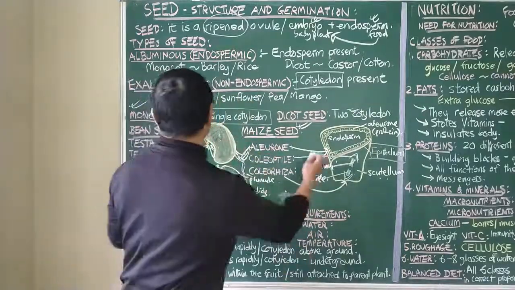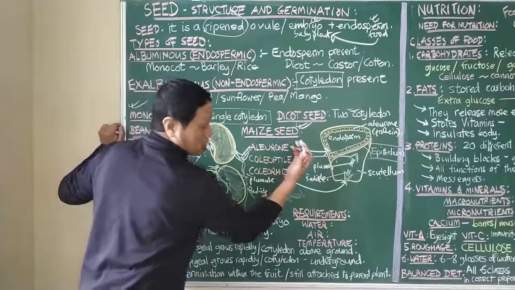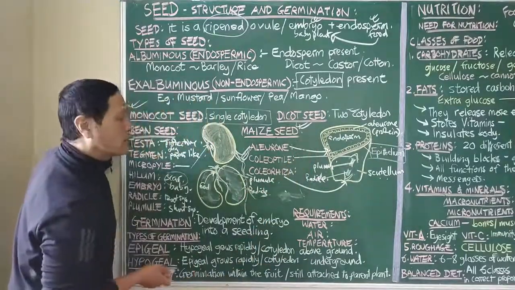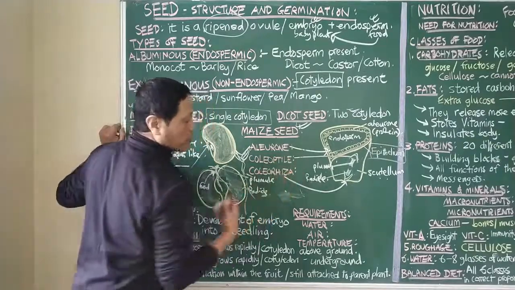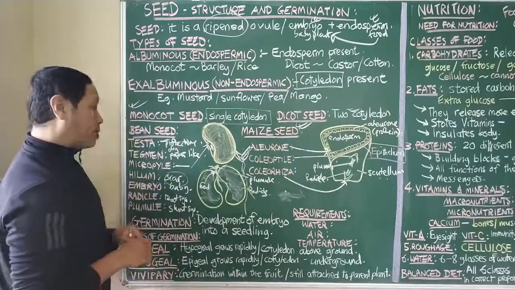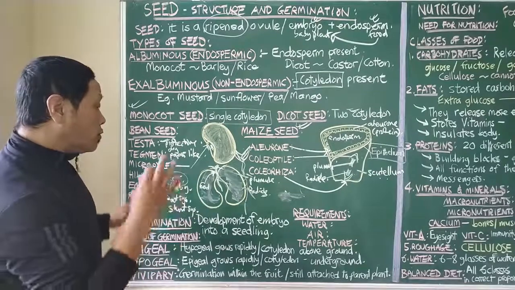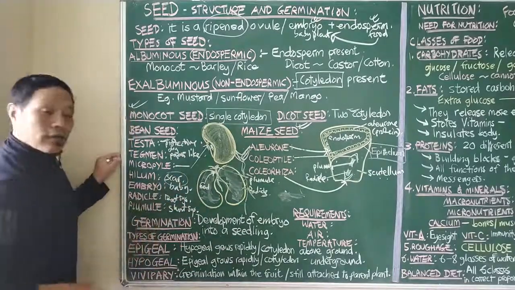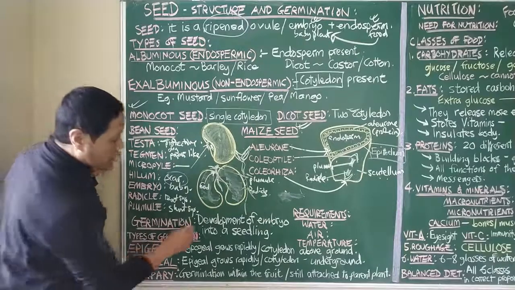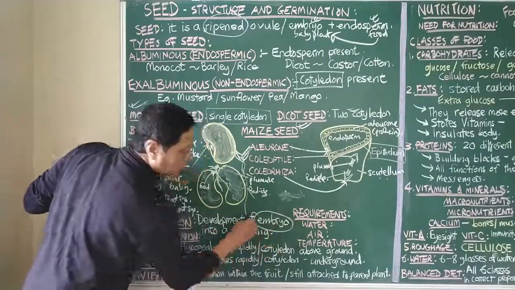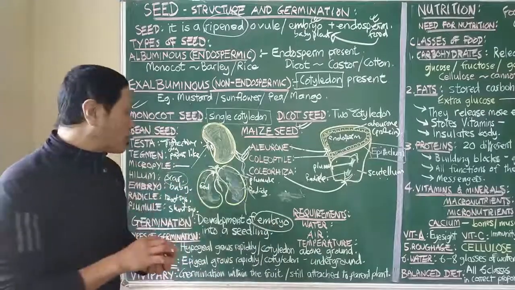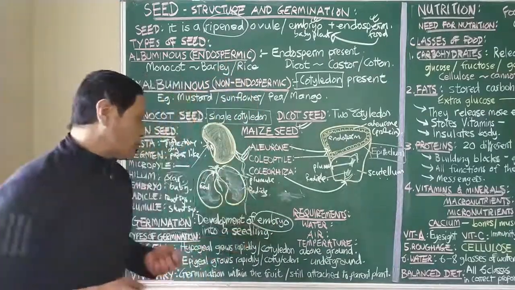So this is the difference between the seed of maize and a bean seed. Bean seed does not have coleorhiza, coleoptile. Okay? Now we move on to germination. The process of germination is just the development of an embryo into a seedling. Now, if you remember, embryo, as soon as it's formed, it does not begin to develop or germinate.